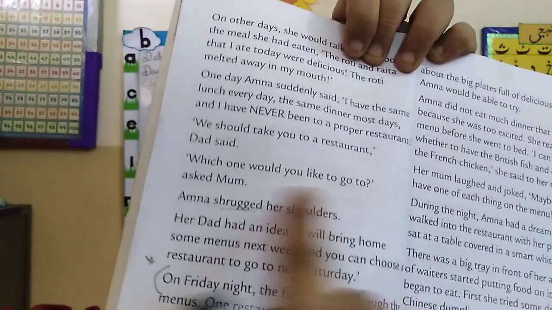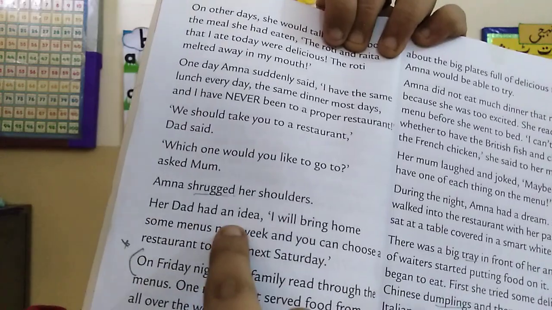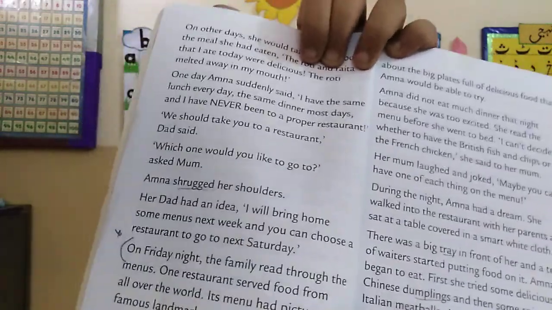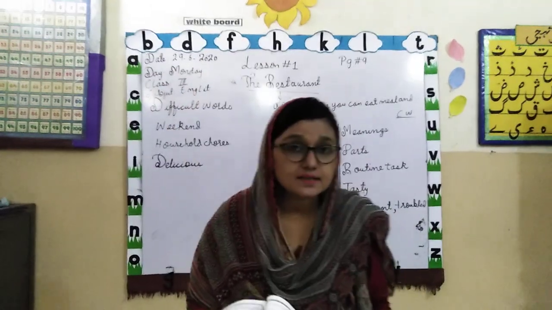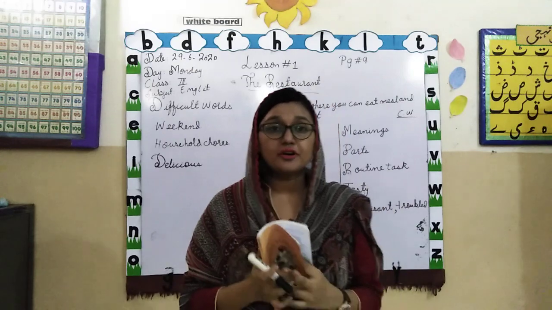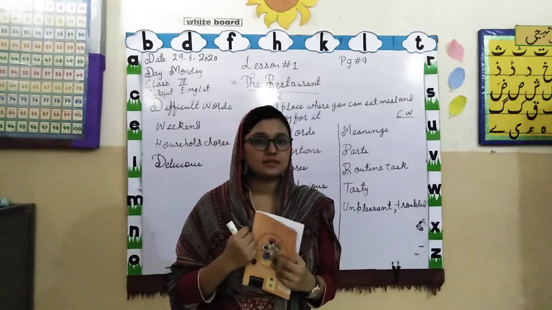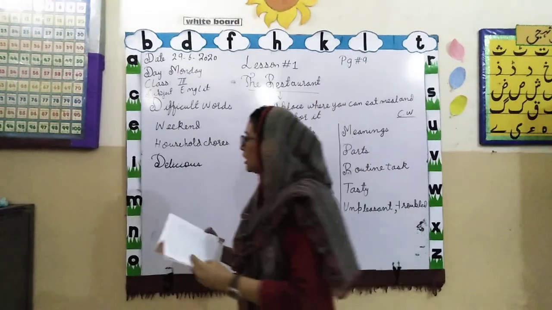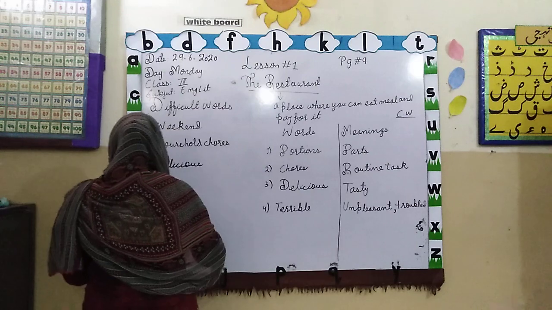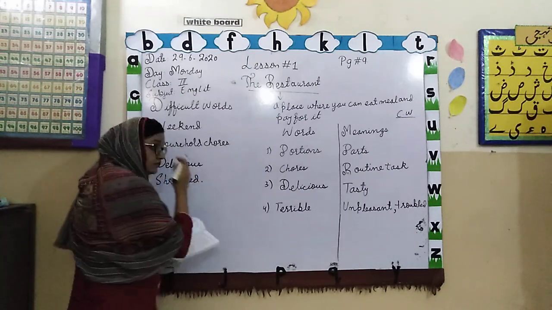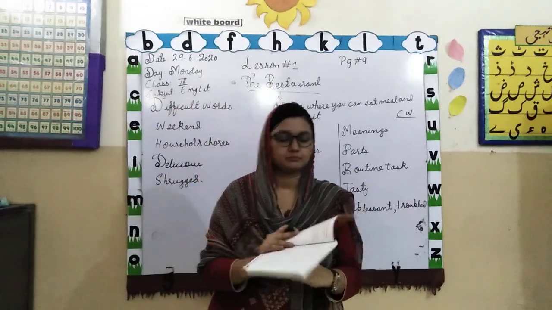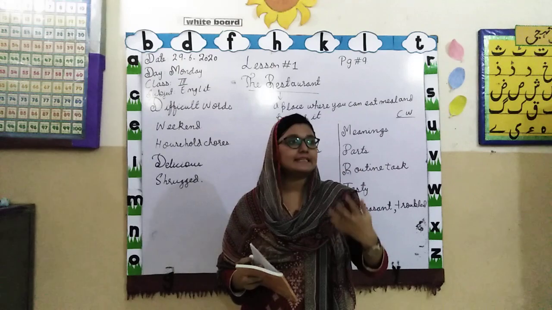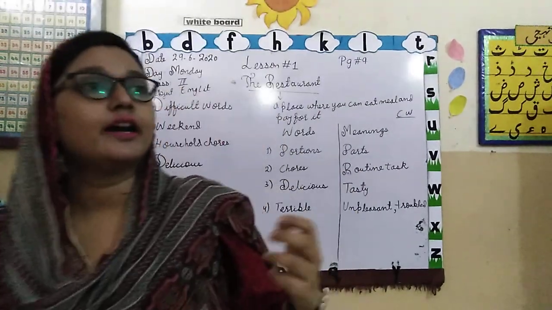"Which one would you like to go to?" asked Mom. Amna shrugged her shoulders. Her dad had an idea. "I will bring home some menus next week and you can choose a restaurant to go to next Saturday." Now for example, mother was asking which one would you like to go to. We have lots of restaurants. So Amna shrugged her shoulders. You can also underline the word shrugged, it is also a difficult word. Okay. Now, her dad had an idea to bring the menu of every restaurant so you can easily choose which menu you will go for.